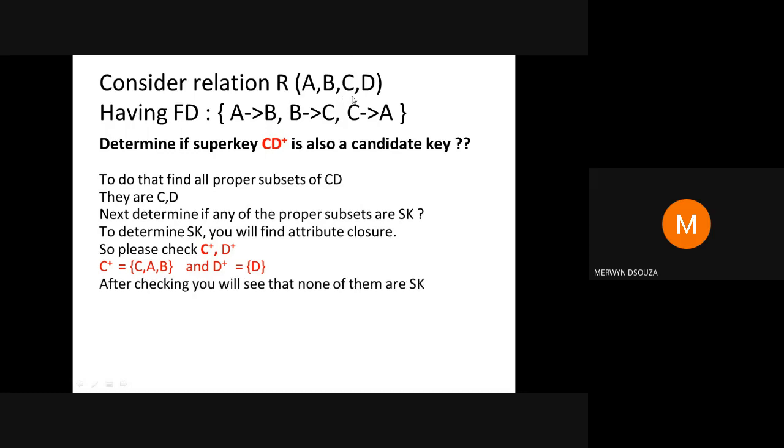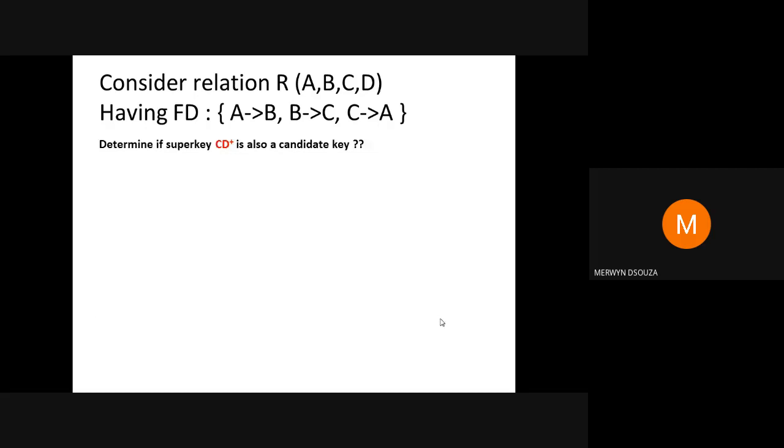We can conclude that since no proper subset of CD is a super key, therefore CD is also a candidate key. Okay. So now we have found out two candidate keys, AD and CD. Since we have found out a new candidate key, update the prime attributes.